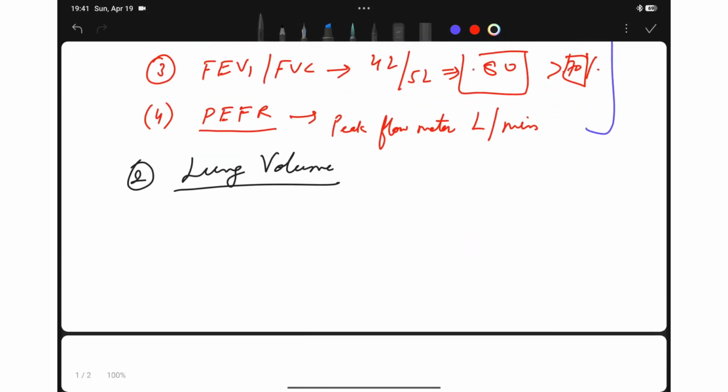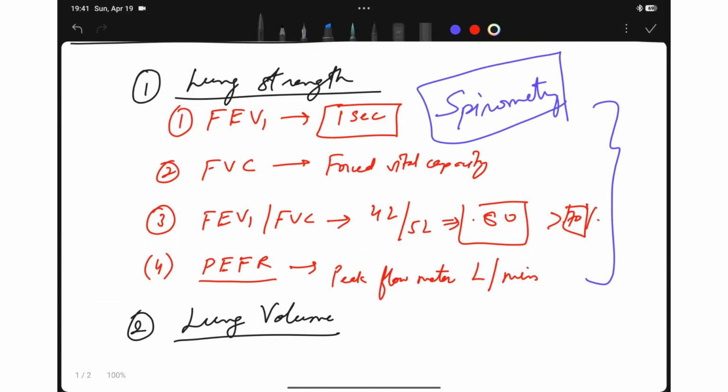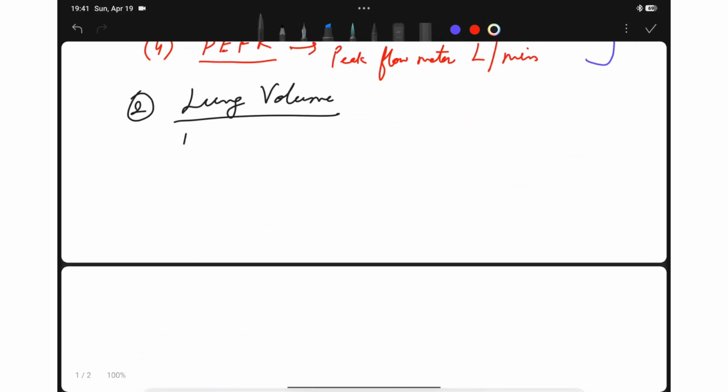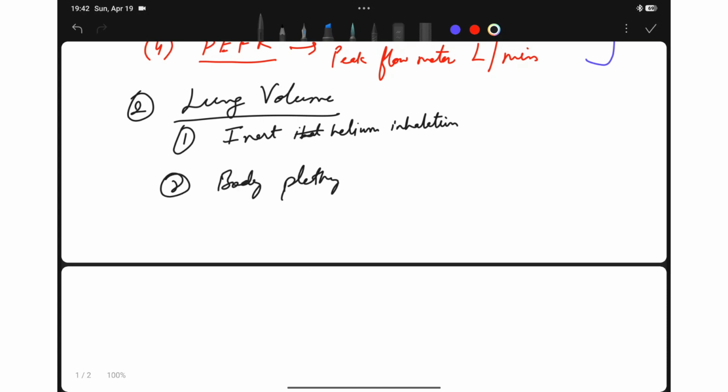The lung volume cannot be measured through spirometry. It should be measured through two methods. The first one is inert helium aeration, or inert gas inhalation. And the second is plethysmography.